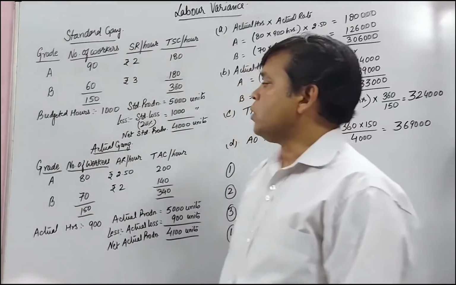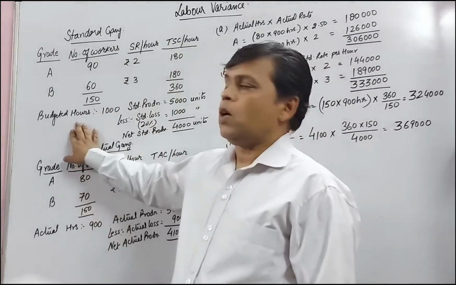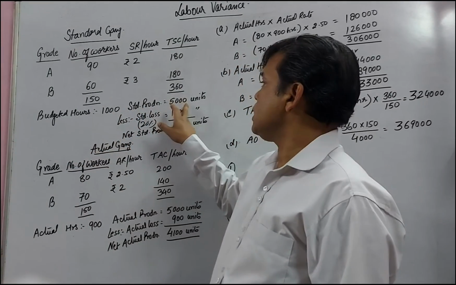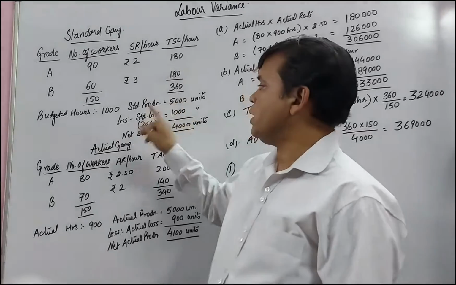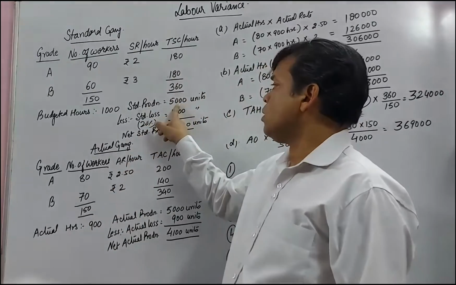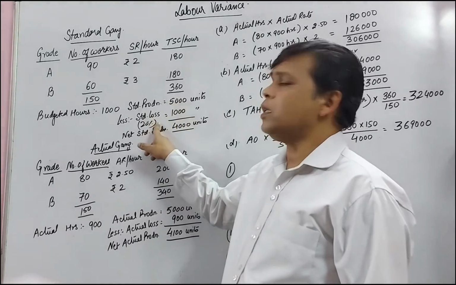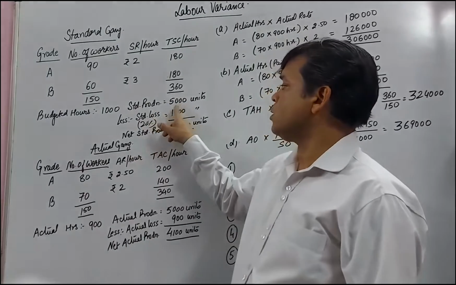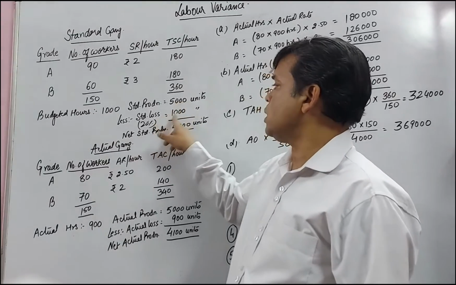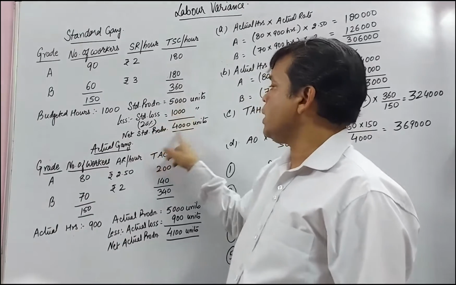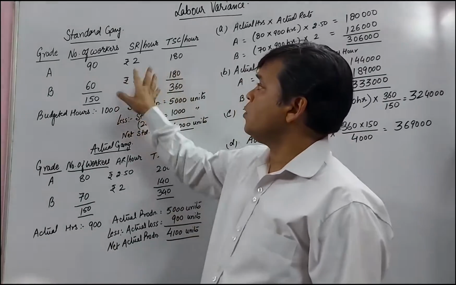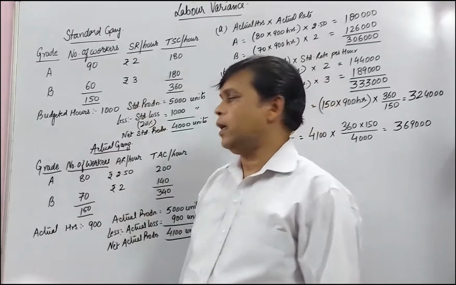The further information given in the question is budgeted hours, that is 1000 hours. Standard production is given as 5000 units, in which the standard loss is given as 20%. So from the 5000 we deduct 20%, that is 20% of 5000, which is 1000. So net standard production is 4000 units. This is the information given in the question about the standard gang.